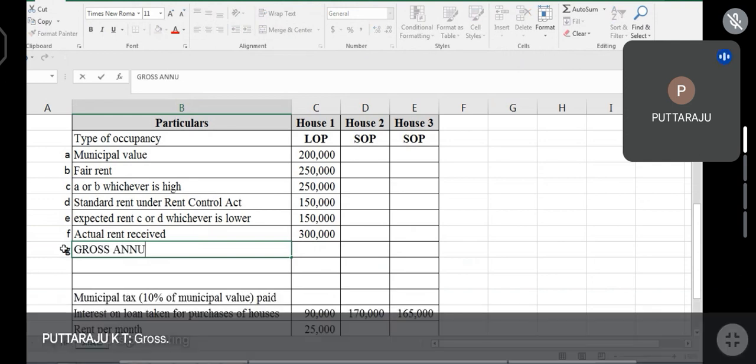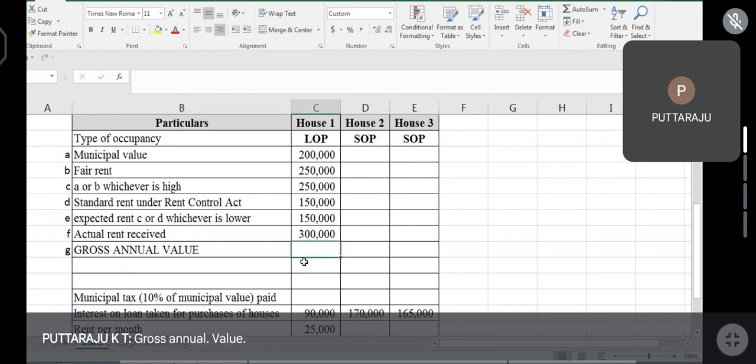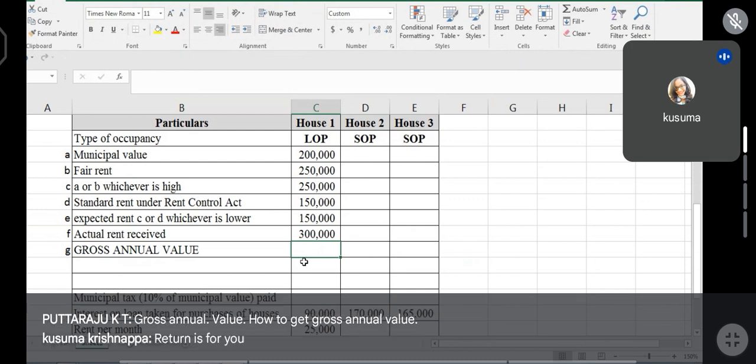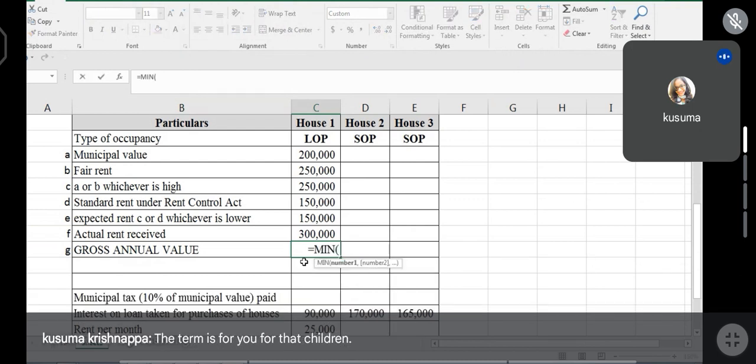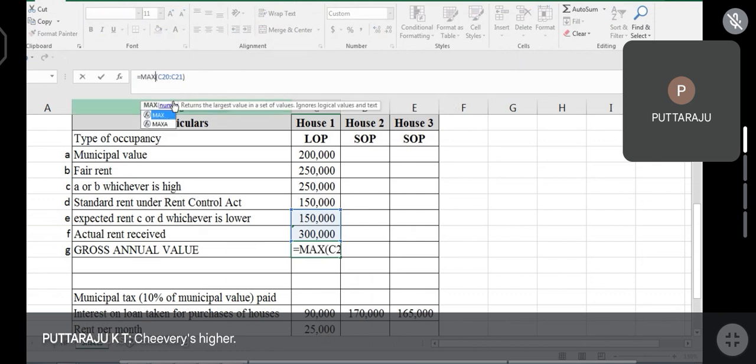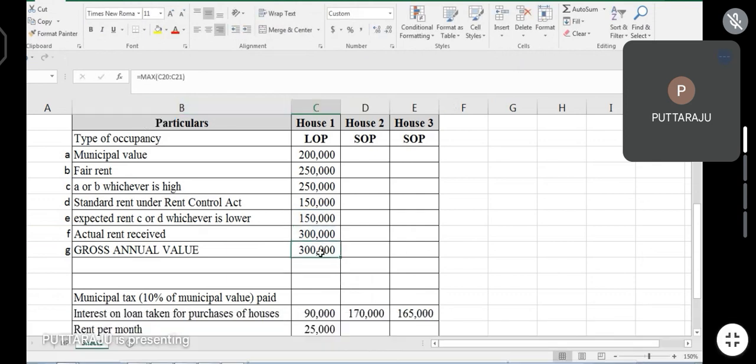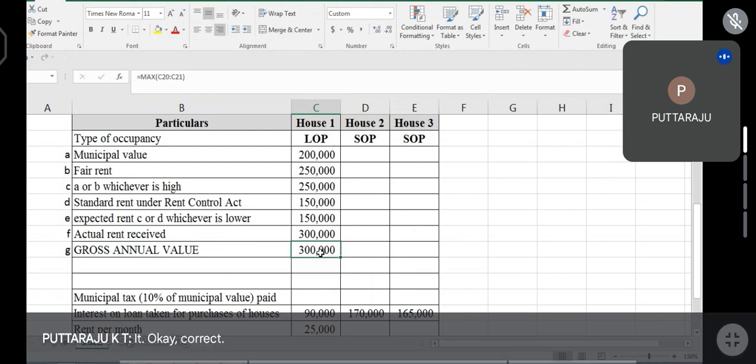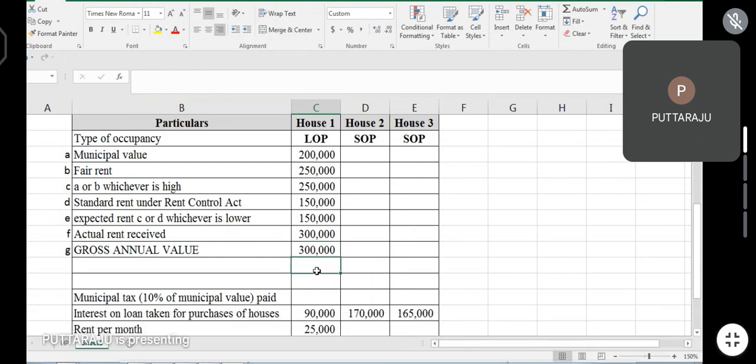Gross annual value. How to get gross annual value? Whichever is higher, sir. Actual rent, expected rent, whichever is higher. Is it okay? Correct? Yes, sir.